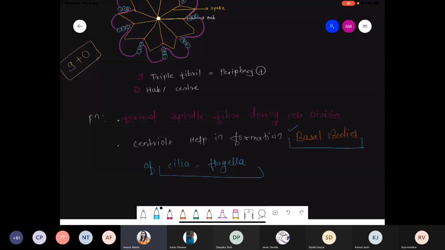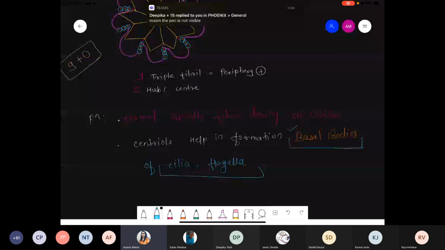Hub means center. It is made up of simple protein. At the center, there is no microtubule, meaning no A microtubule, B microtubule or C microtubule. It is not present.